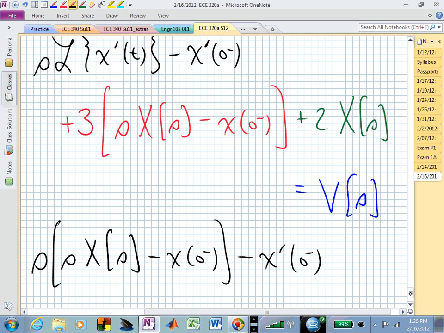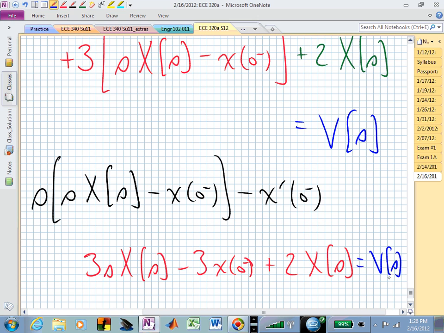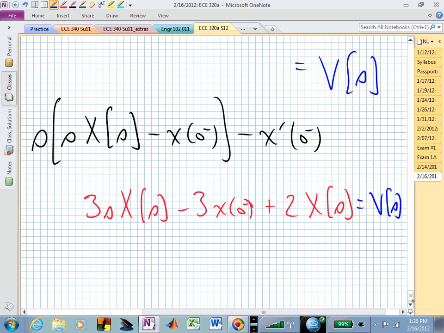Now I just need to write it down a little bit differently. I have 3s X of s minus 3x of 0 minus plus 2X of s equaling V of s. And if I now put all of that together, I should end up with, and if I collect terms, so let me now collect terms.